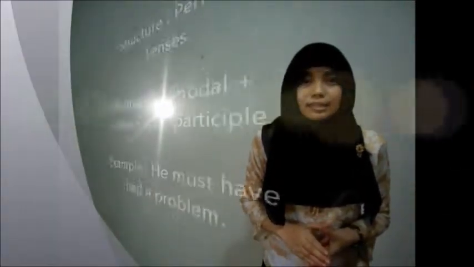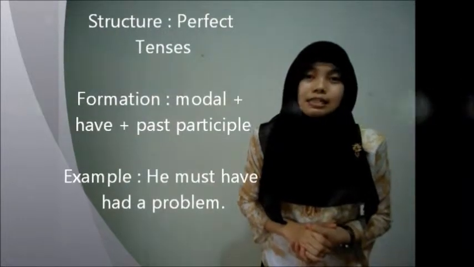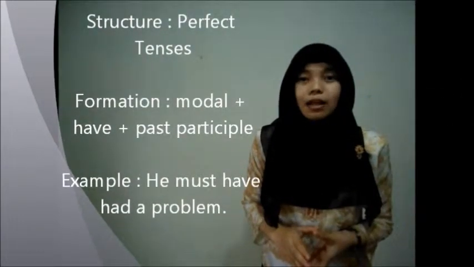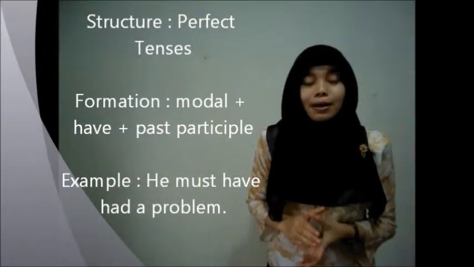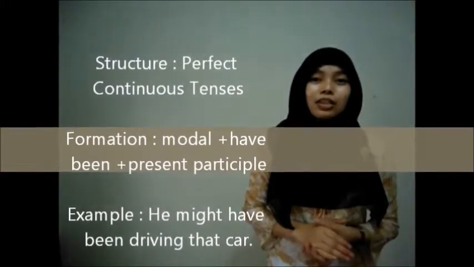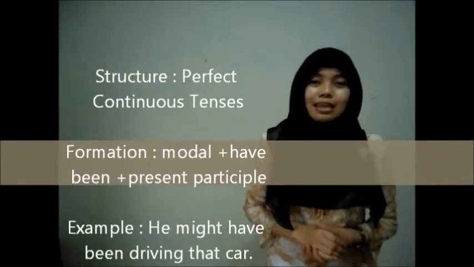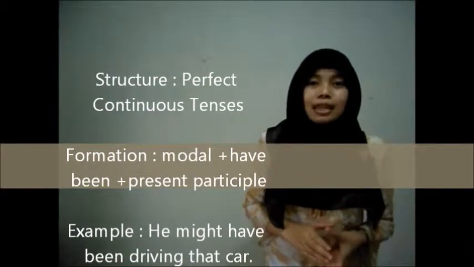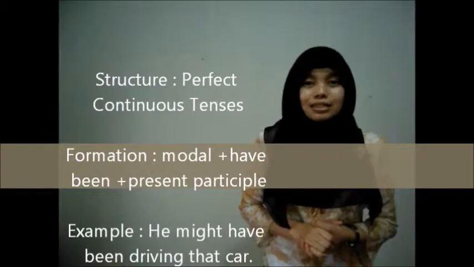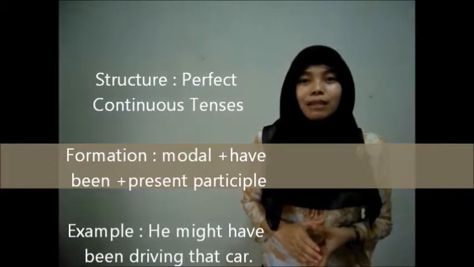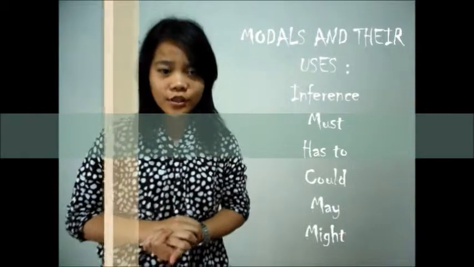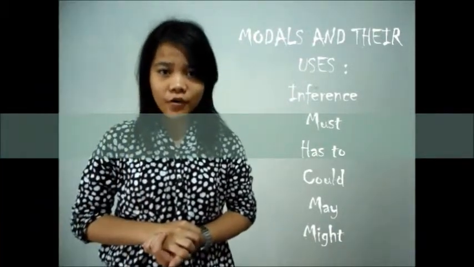For perfect tenses, the form is modal plus have plus past participle. For example, "he must have had a problem." For perfect continuous tenses, the form is modal plus have been plus present participle. For example, "he might have been driving that car." Next, we are going to the uses of modals. Modals have a number of uses.